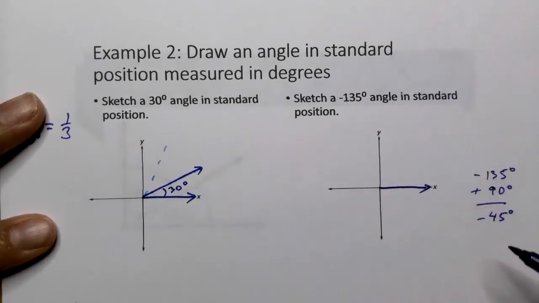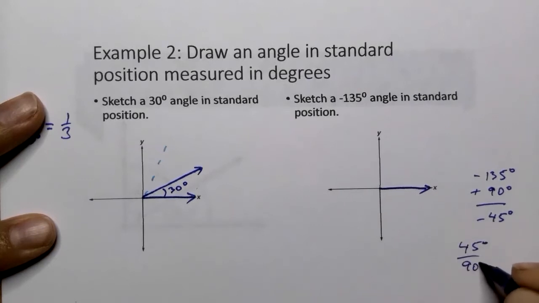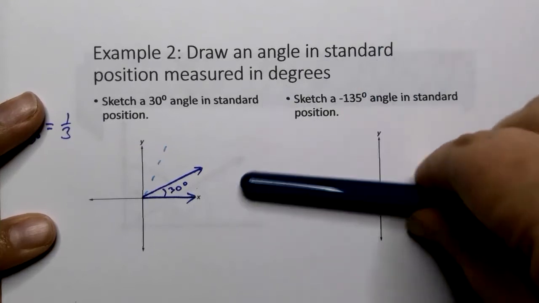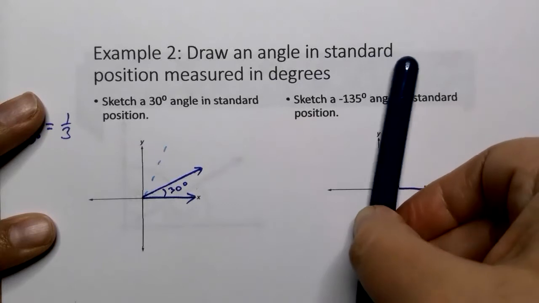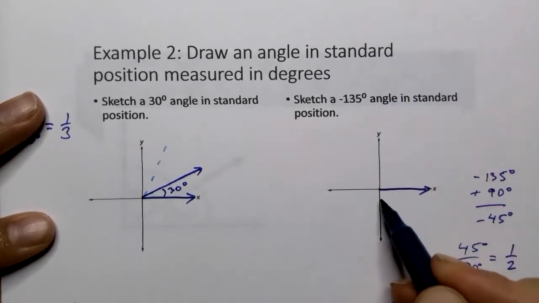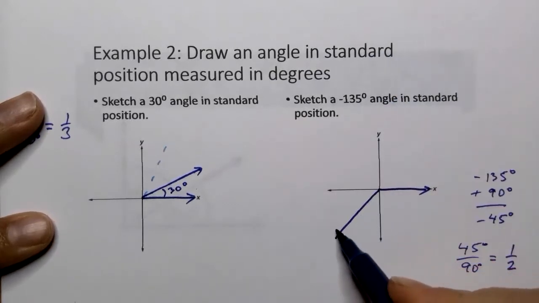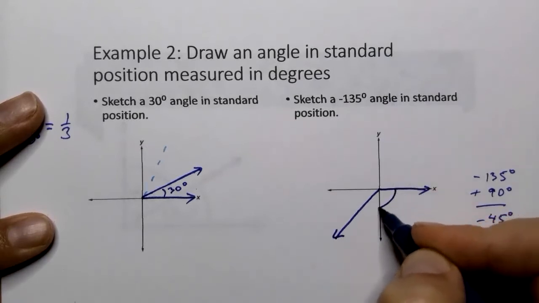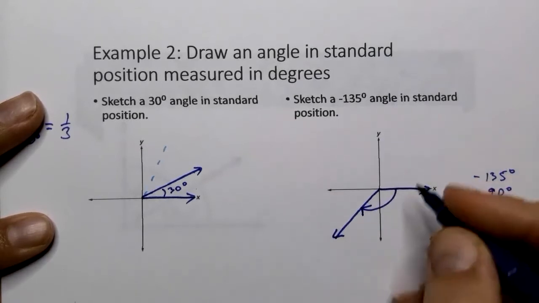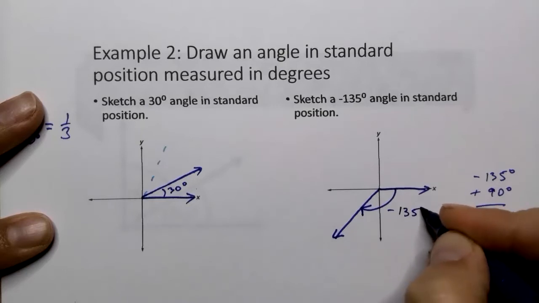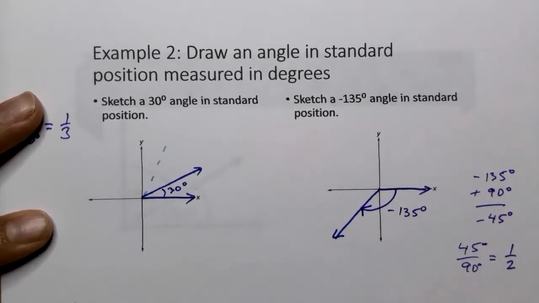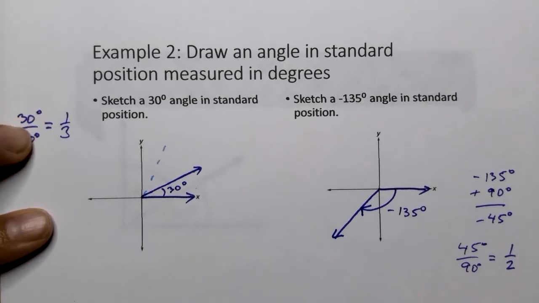So when we pass 90, we still have 45 degrees to go. And 45 is actually half of 90, right? So if you were to divide 45 by 90 and simplify, that's going to come up with 1/2. So we're going to do 90 plus half of 90. So that's going to be here in this position. So this is my negative 135-degree angle. That's how I sketch that angle.